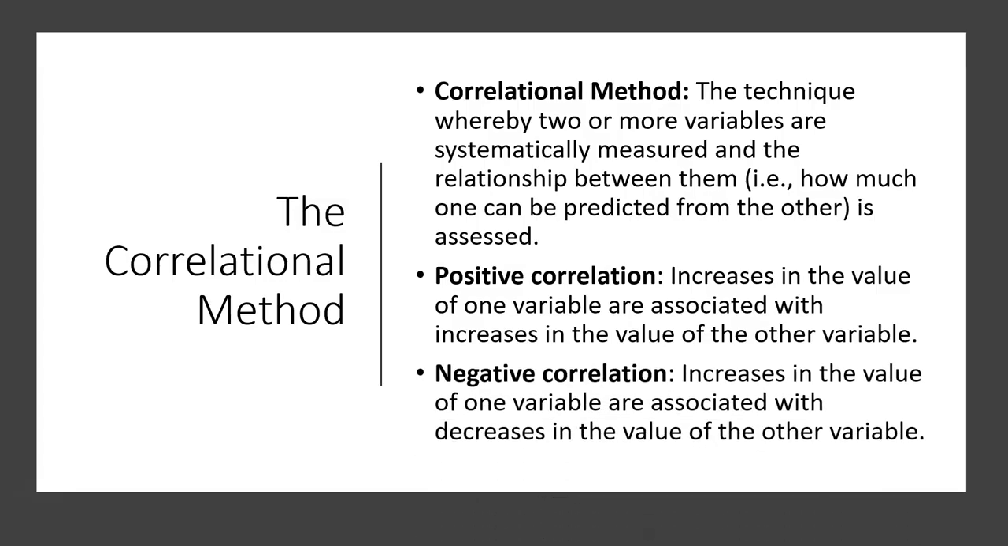Now, other kinds of relationships between variables may be what's called negative. And the word negative doesn't mean bad. It just means that as one thing goes up, the other thing goes down. So, for example, the relationship between self-esteem and symptoms of depression. As self-esteem scores go higher, depression scores on an assessment tend to go lower. That's a negative or inverse correlation.